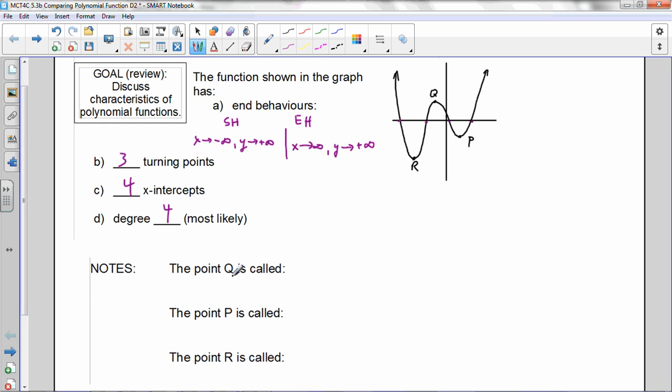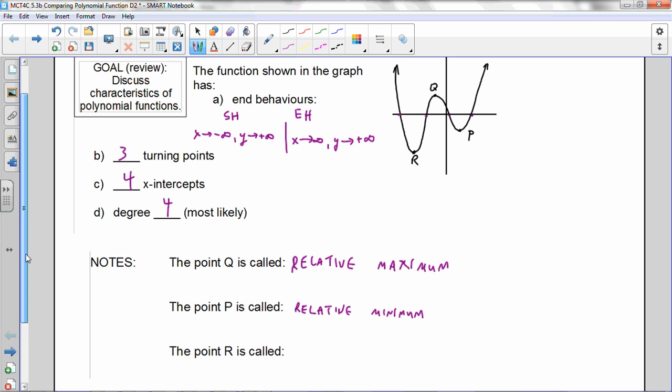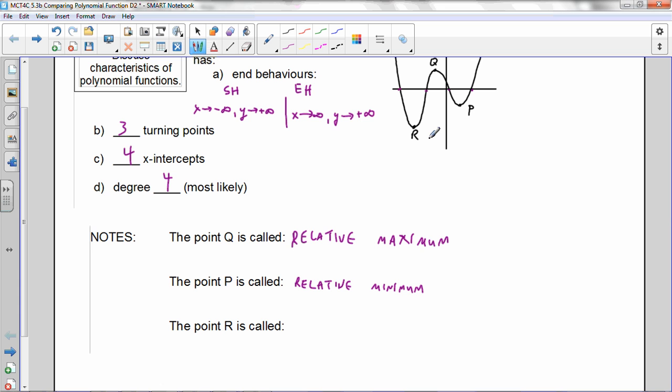But here's some notes. Q, this point Q, is called a relative maximum. And that kind of makes sense. Relative to the points that are around Q, it's the highest, right? So it's a relative maximum. And then P, of course, is a relative minimum, because relative to the points that are close to it, it's the smallest, or it's the most negative, or whatever.